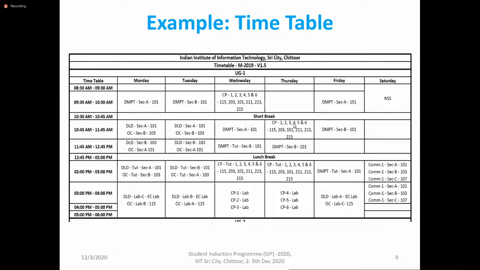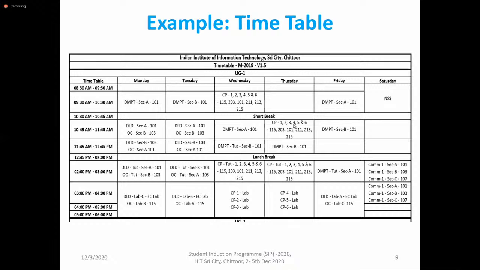Starting from 7th December, you will see a timetable. This is the timetable for only UG1, because you are coming into UG1 now. So this is how the timetable looks. Don't take these slots as fixed, because this is an example timetable and the times may vary. This is the timetable of monsoon 2019; the time slots may vary for this semester.